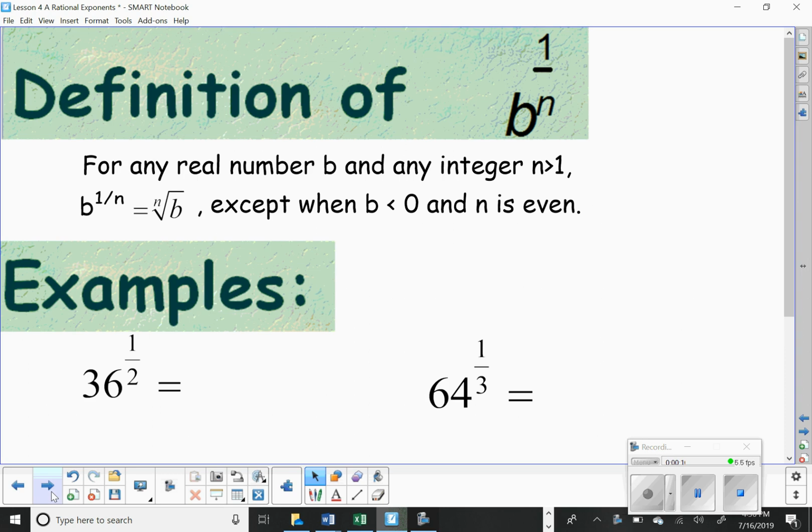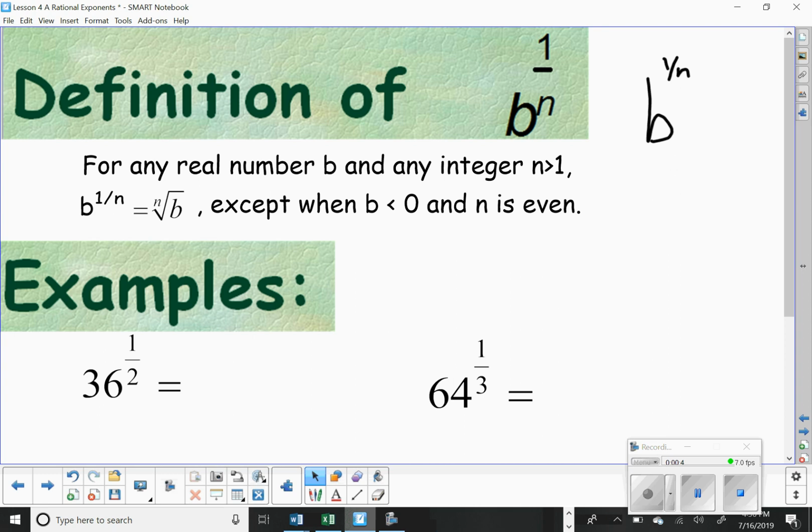Definition of b raised to the 1 over n. By the way, in case you can't tell, this is b to the 1/nth. For any real number b and any integer n greater than 1, b to the 1/nth is the nth root of b, except where b is less than 0 and n is even. We'll talk about that in a minute.